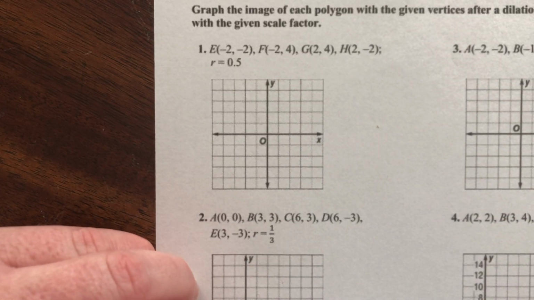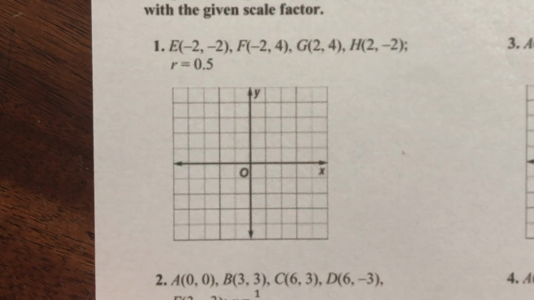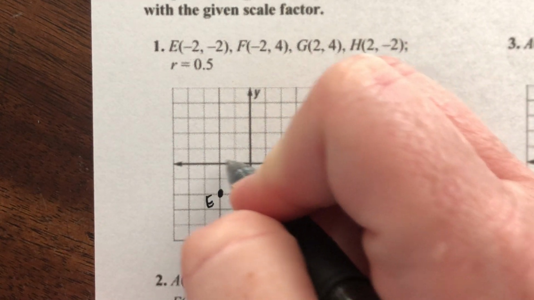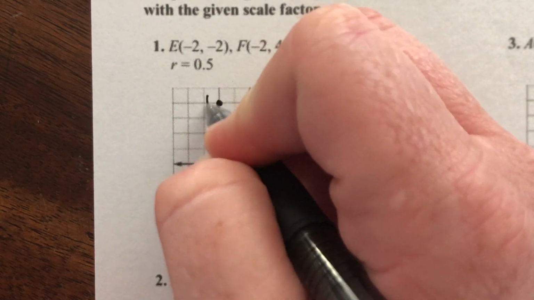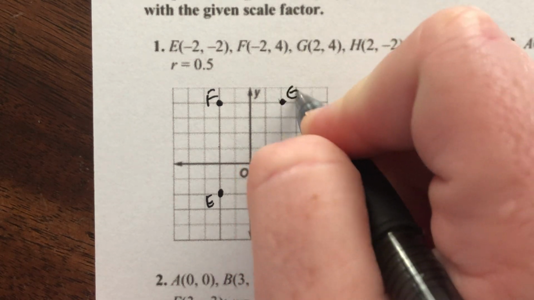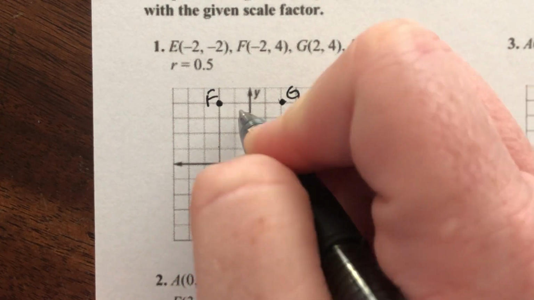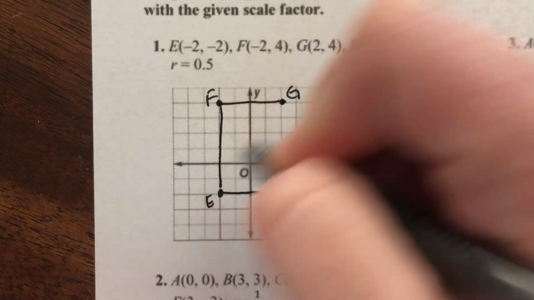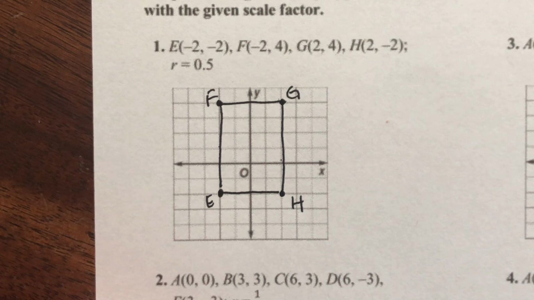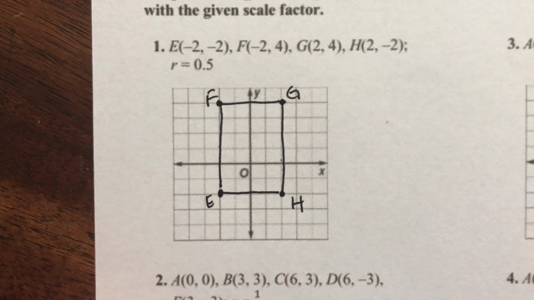I have a black and a red pen, so I'm going to draw the original in black and then the dilation in red. So the original E is at -2, -2, F is -2, up 1, 2, 3, 4, G is over 2, up 4, and H is over 2, down 2. Then I can connect those, and this is my original shape. It tells me I have a scale factor of 0.5. So all I'm going to do now is multiply all of the numbers in each ordered pair by 0.5, and that'll give me the new ordered pair.